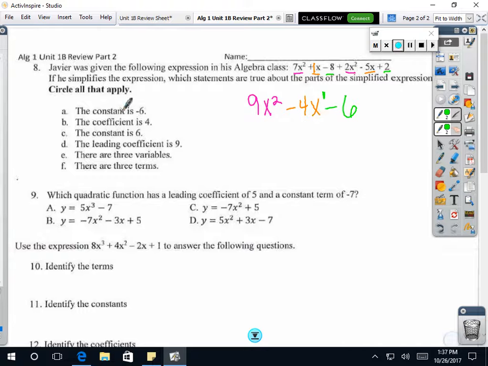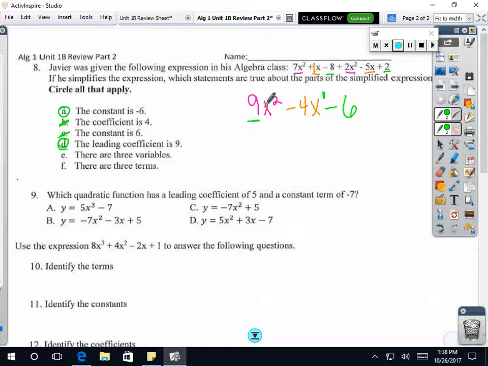Now, is the constant negative 6? Yes, so we circle that one. Is the coefficient 4? No. The coefficient, one of them is negative 4, not a positive 4. The constant is 6. No, we already said it's negative 6. The leading coefficient is 9. Yes, do y'all know what a leading coefficient is? It's the very first one as long as it's in standard form.